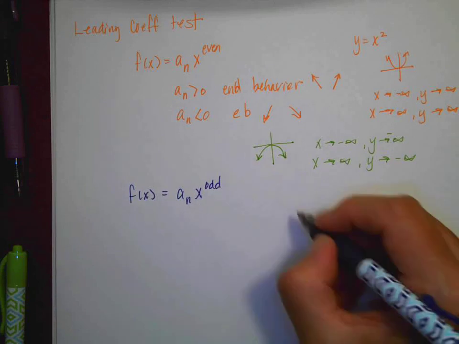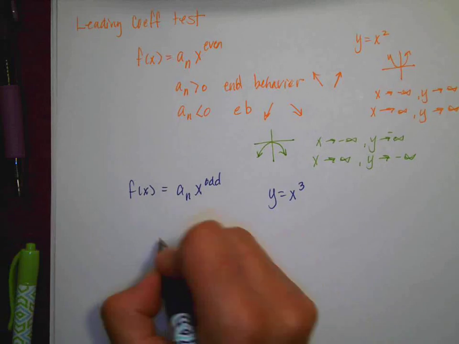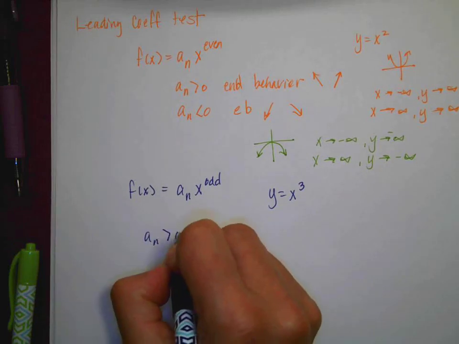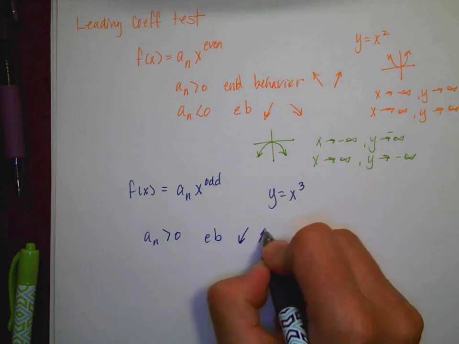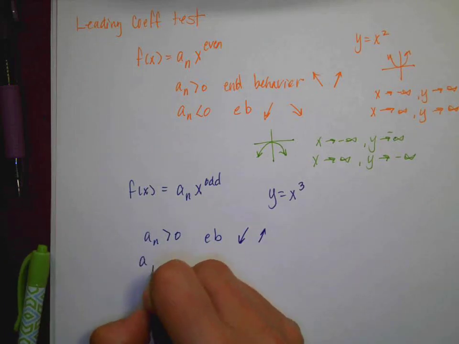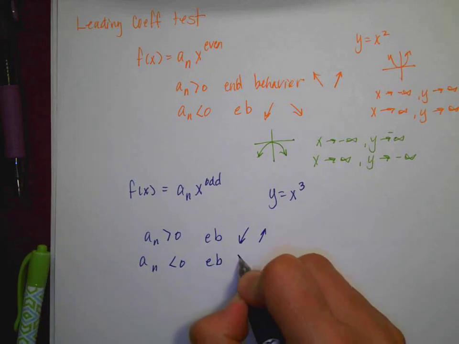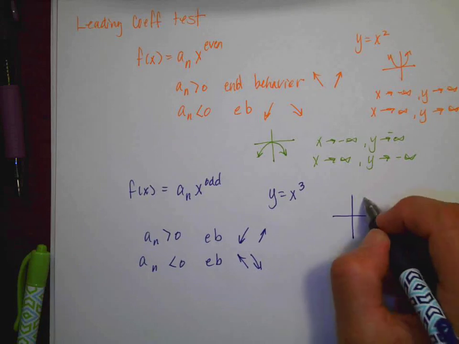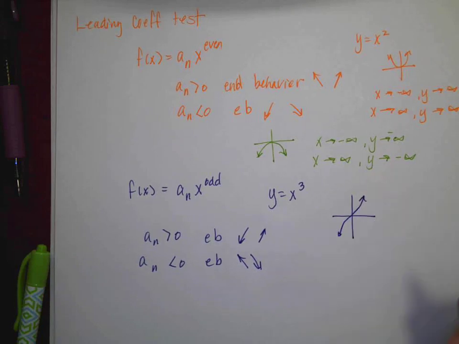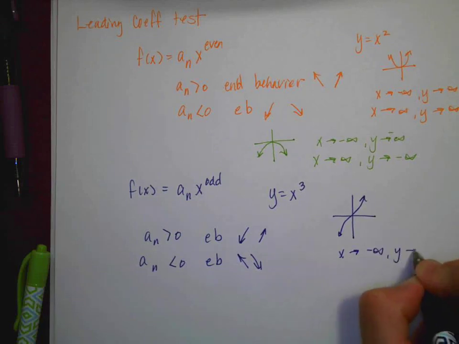If, on the other hand, f of x is equal to a sub n x to the n and n is odd, the classic example is y is equal to x to the third. If a sub n is greater than 0, then my end behavior is down and up. And if a sub n is less than 0, then my end behavior is going to be up and down. And I like to think about my parent function.